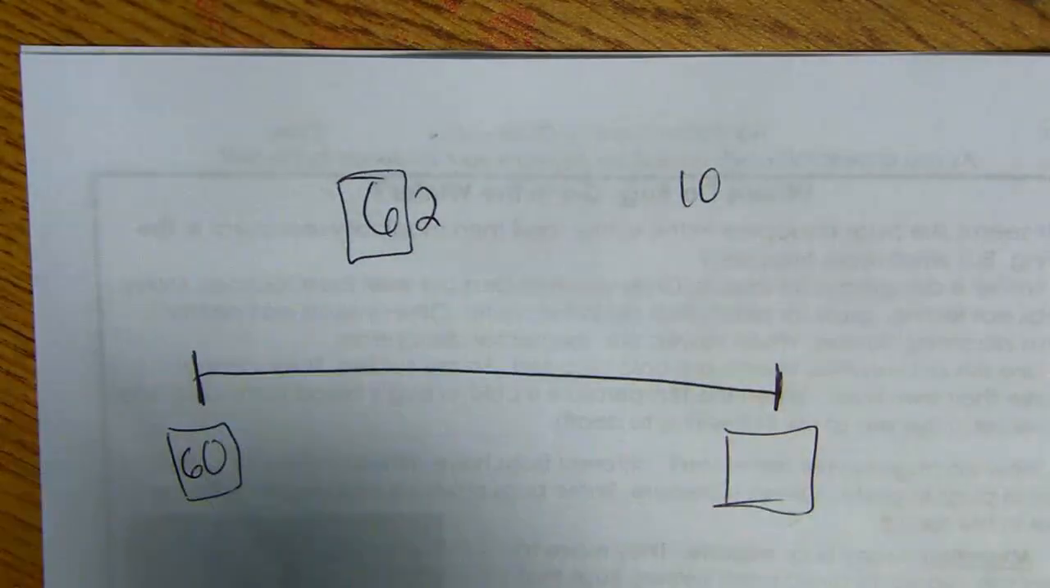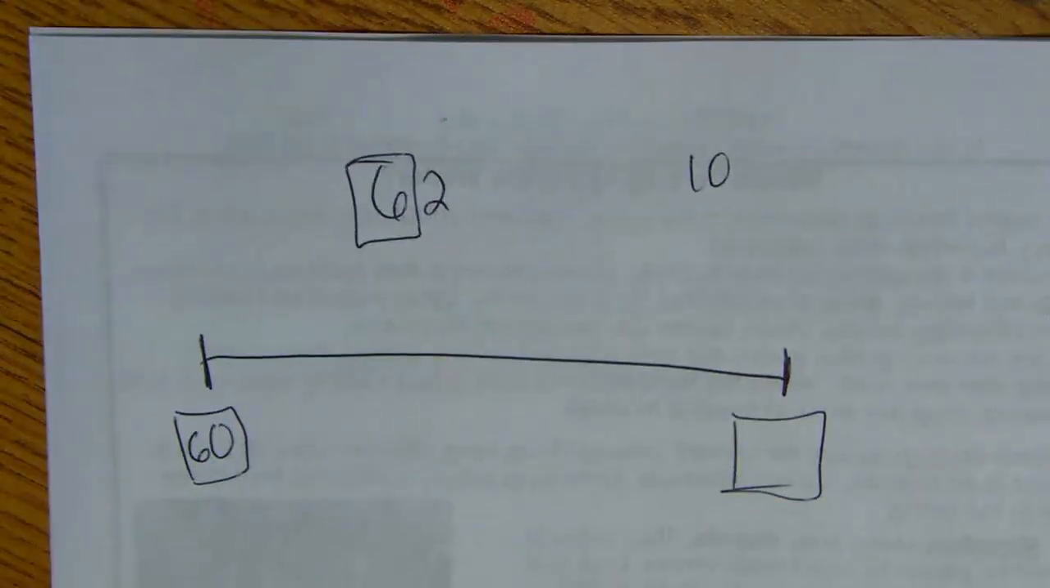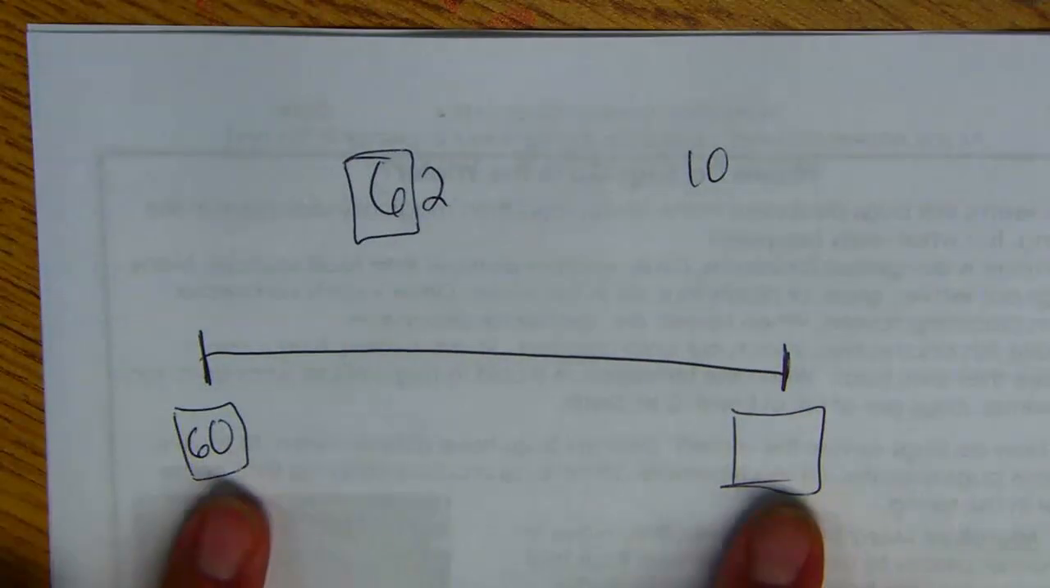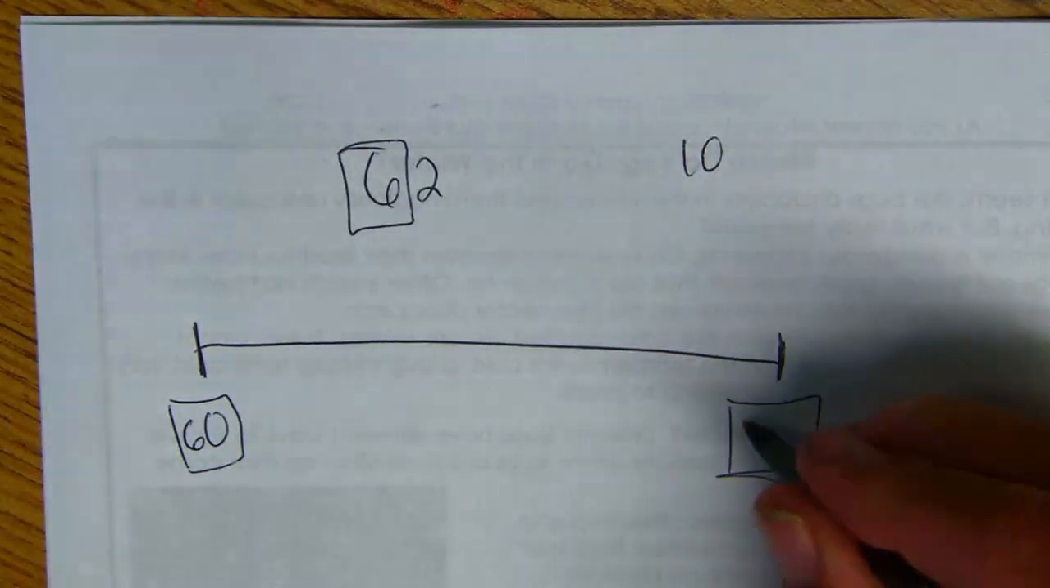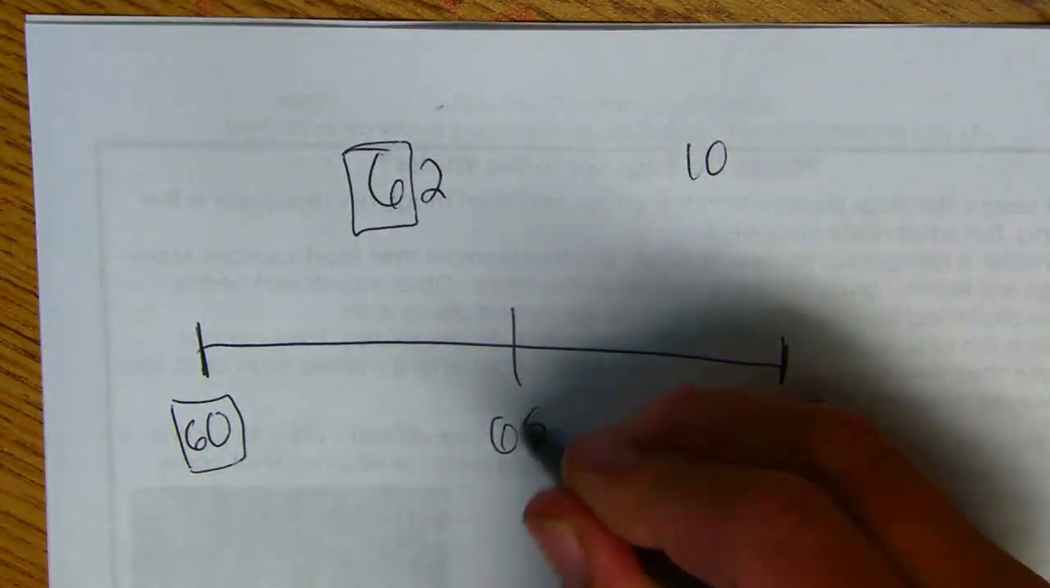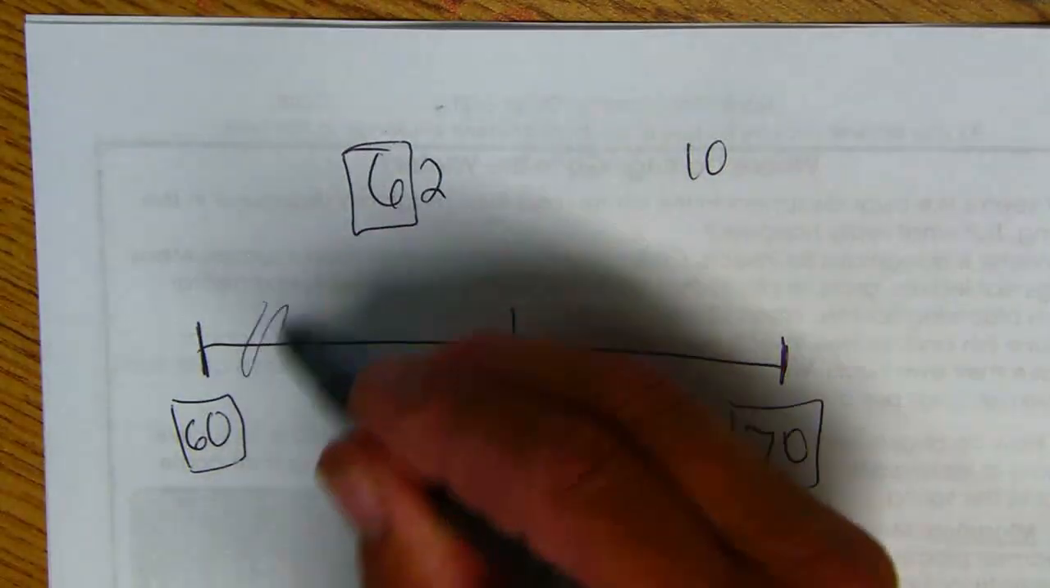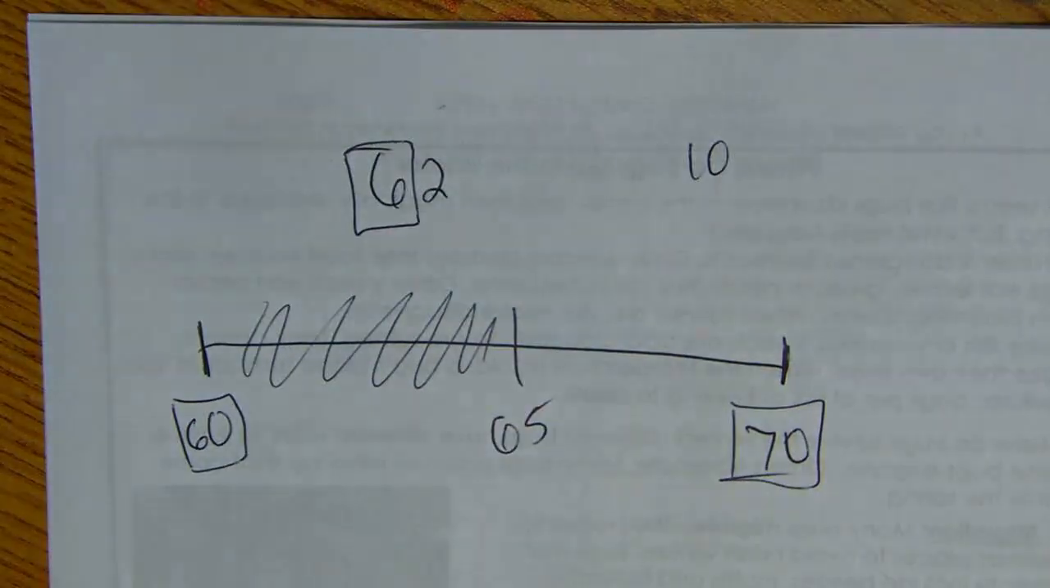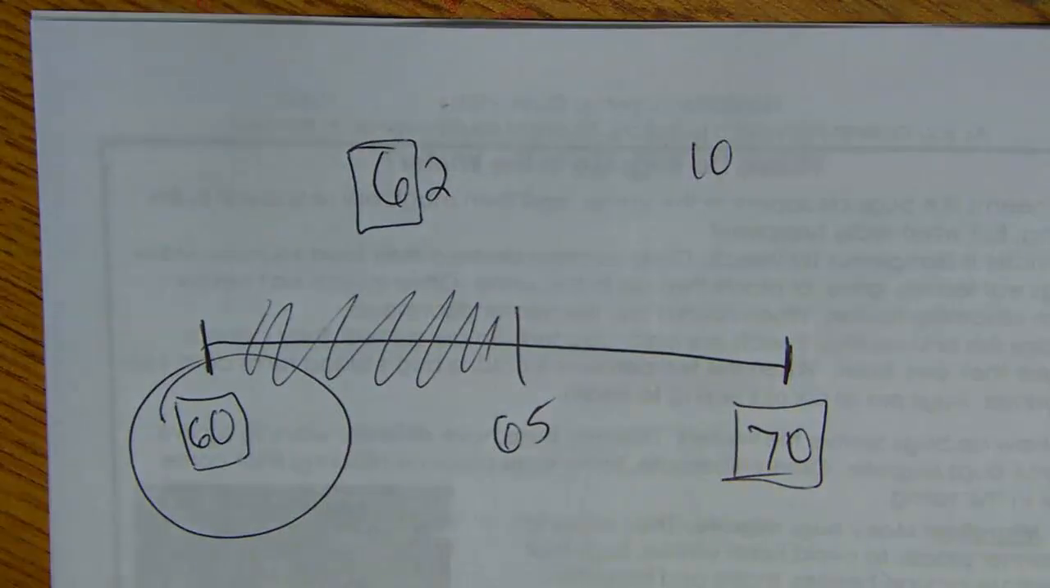The rest of the numbers become 0. The difference between these two numbers has to be 10, so we know that's 70. We know 65 is in the middle, so 62 just has to be in this area. Final answer, 60. Final answer, 60, rounding.